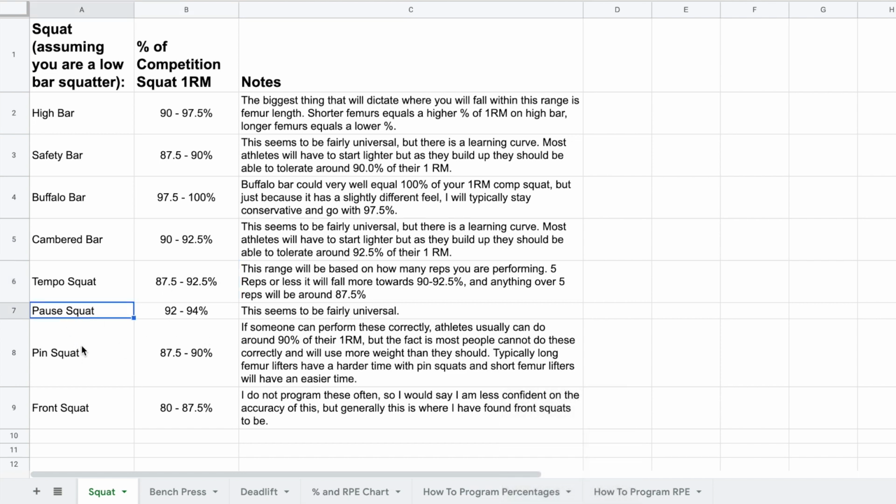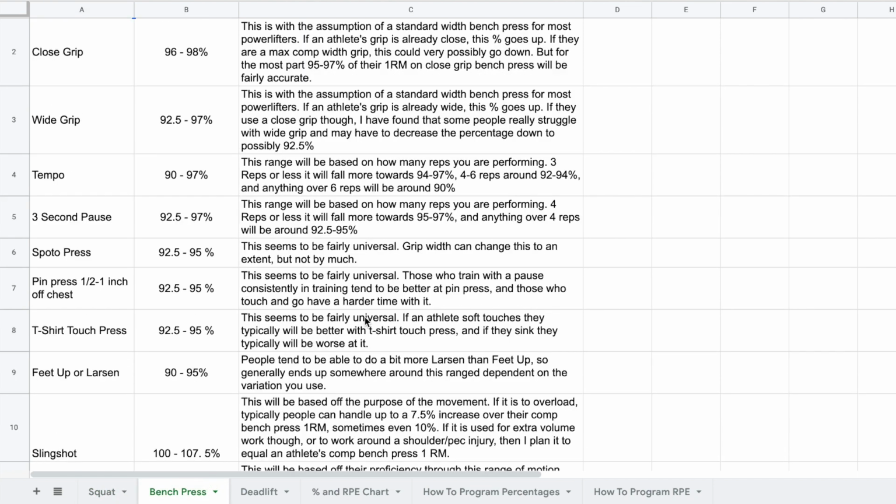And then lastly here we've got pause squat, pin squat, and then front squat with some variations. Like I said, I'm not going to cover these in detail because you can easily go read those in the article. For bench press, we've got close grip.